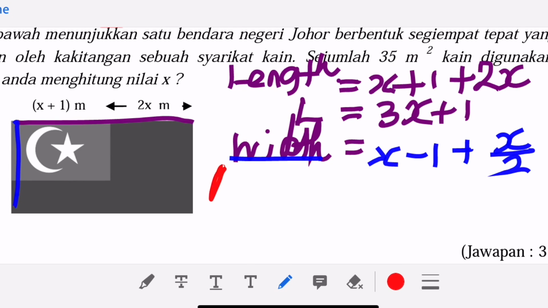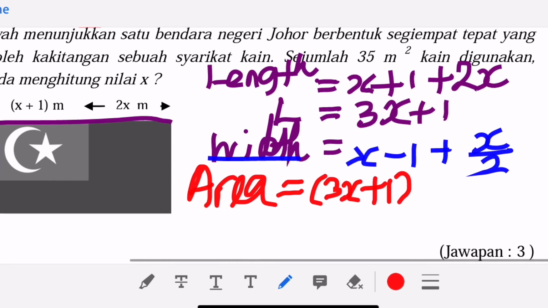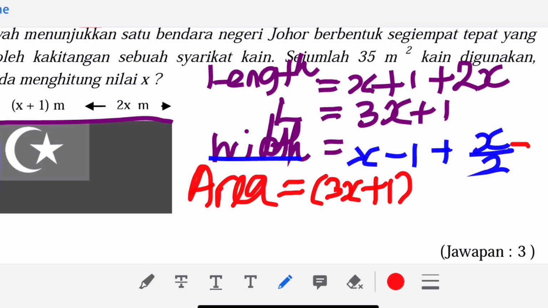Okay, now I'm going to solve the area of the rectangular shape. So area is equal to, I haven't simplified my width yet. So can you please help me to simplify? Okay, it's 3x plus 1 times the width, which is 3 over 2x minus 1, right? Just now I told you. Okay, now I want to simplify for you. If you don't know how to simplify, please observe.